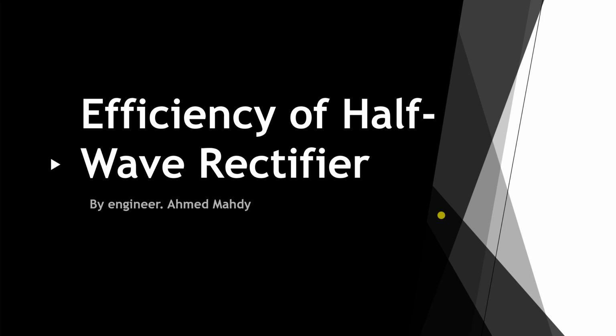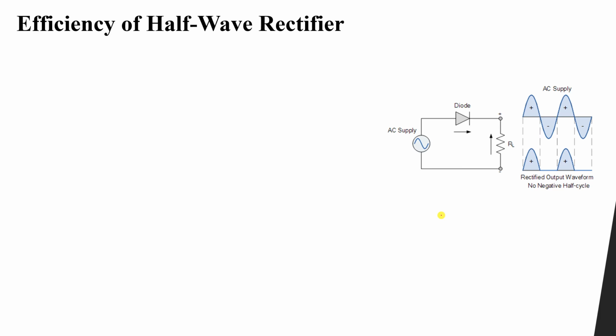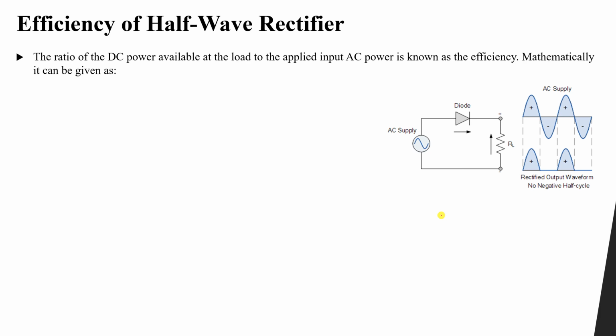In this lesson we will talk about another factor, or another definition, which is the efficiency of the half-wave rectifier. When I'm talking about efficiency, we are talking about the ratio between output and input. So efficiency in general, of any device or any equipment, is the output power with respect to input power.